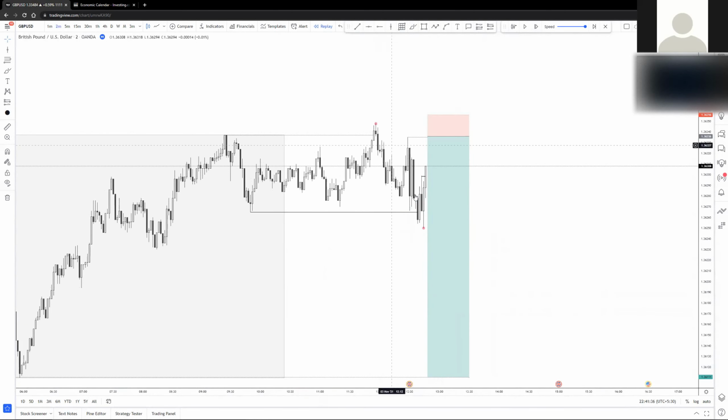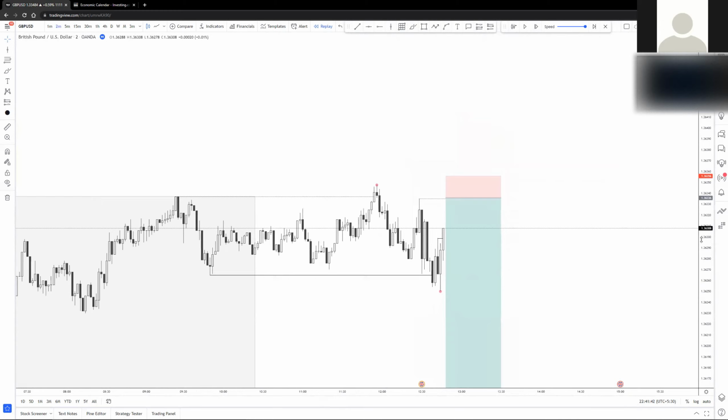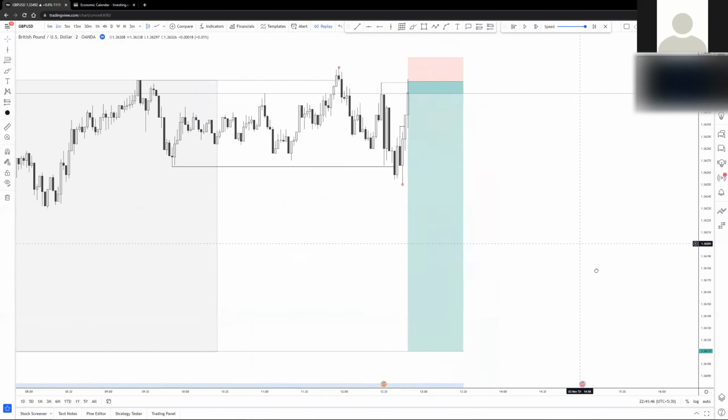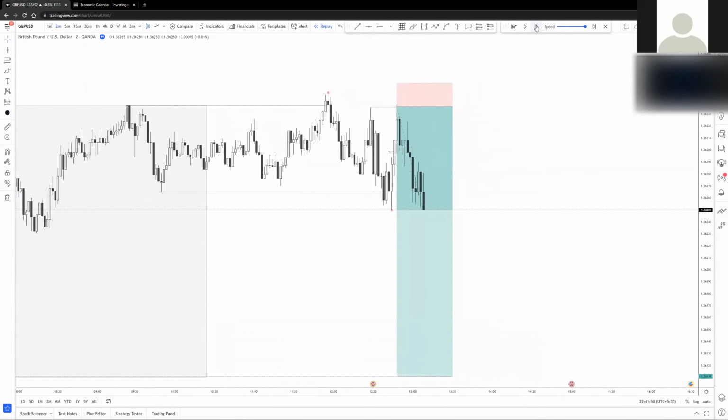Because now this has formed the setup. I don't know what session this is, but this has formed the setup. But now the kill zone is here. So let's wait. All right, look at that. Just a little tap, and then comes the drop.